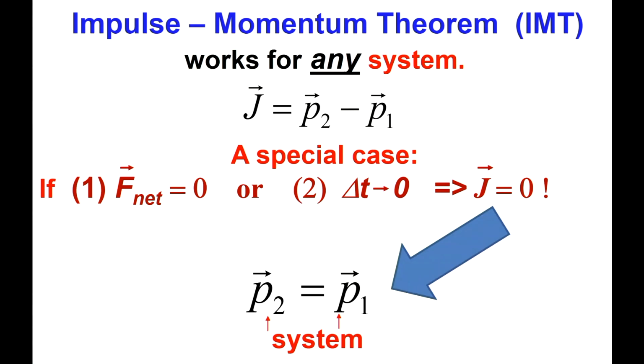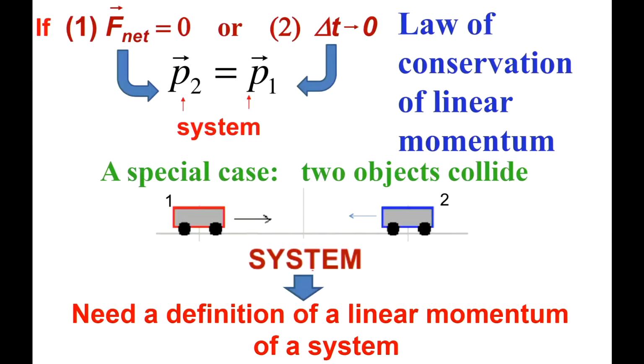When the net force acting on a system is zero, or when a collision happens so quickly that the time of collision is practically zero, the momentum of the system does not change. We call it the law of conservation of linear momentum. We will consider one specific case when two objects collide.